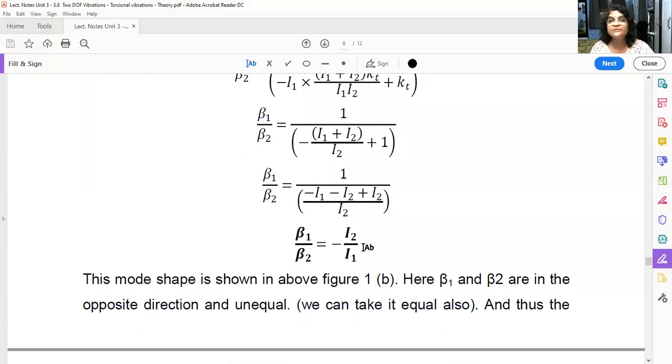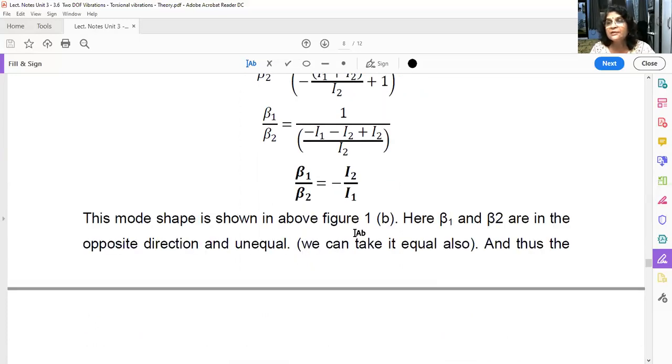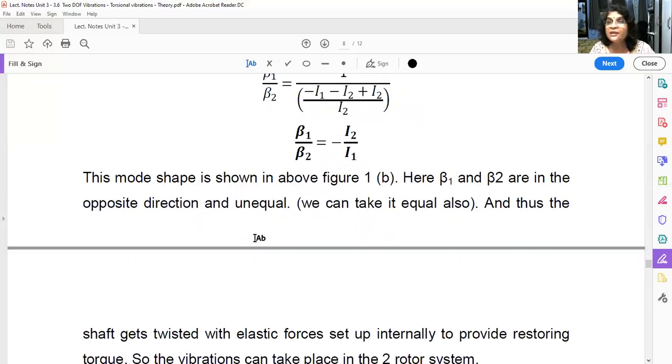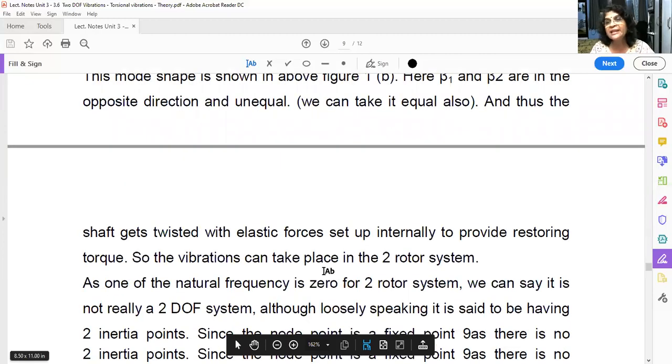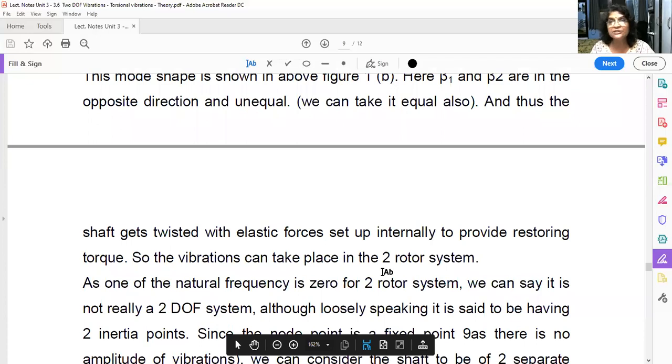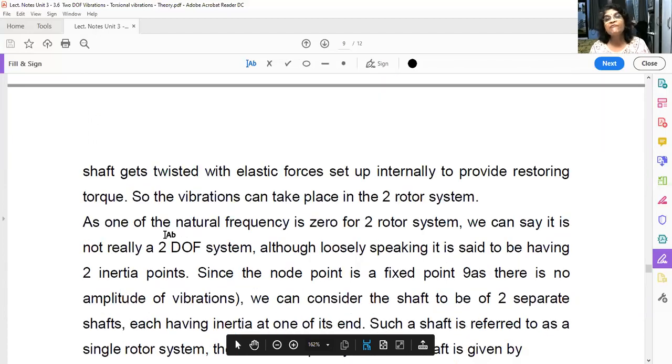What is the meaning of this one? Okay. The mode shape, I will explain you. First, let us understand what is beta 1 and beta 2. So here beta 1 and beta 2 are in the opposite direction and unequal. Okay. And thus the shaft gets twisted with the elastic forces set up inertially to provide restoring torque. So the vibrations can take place in the two rotor system. Okay. As one of the natural frequency is 0 for two rotor system.